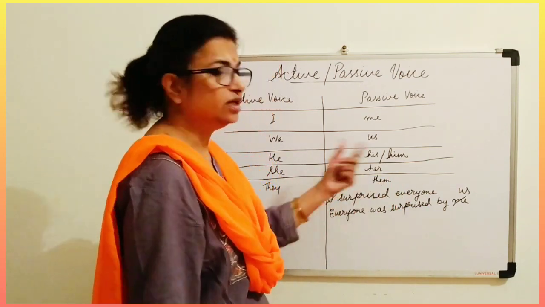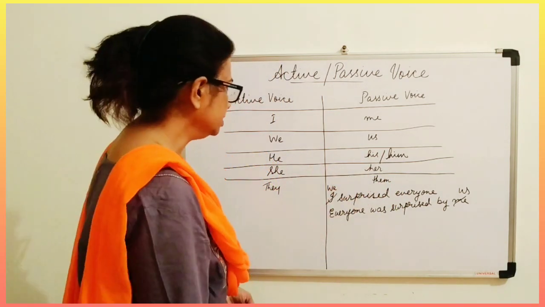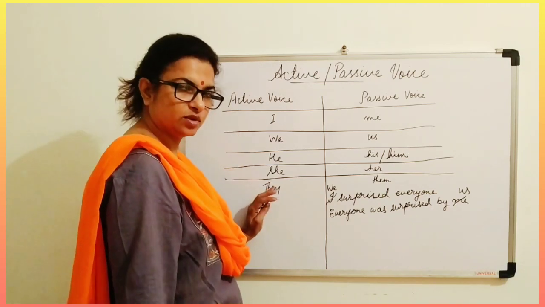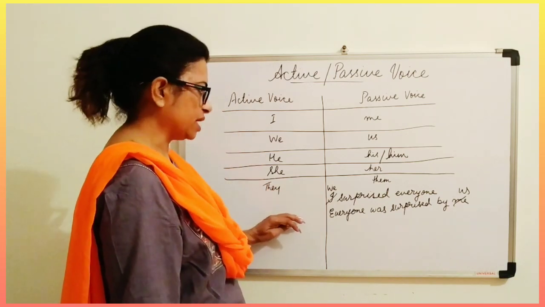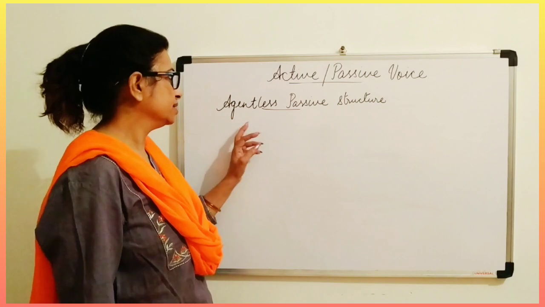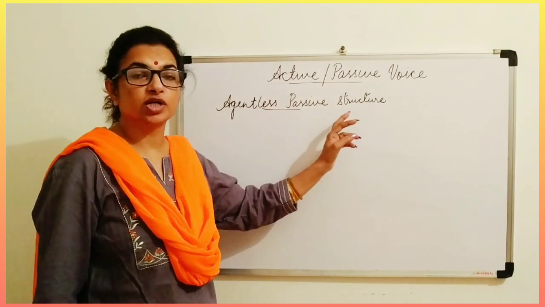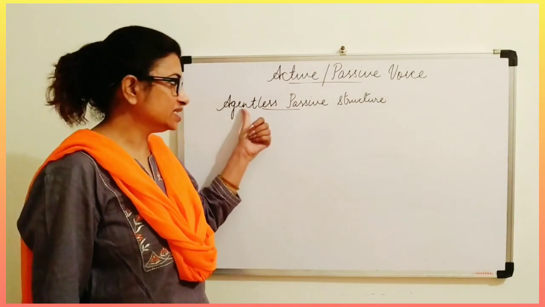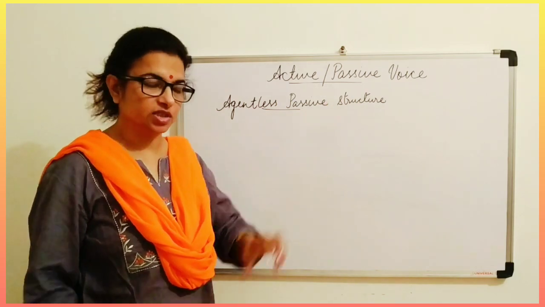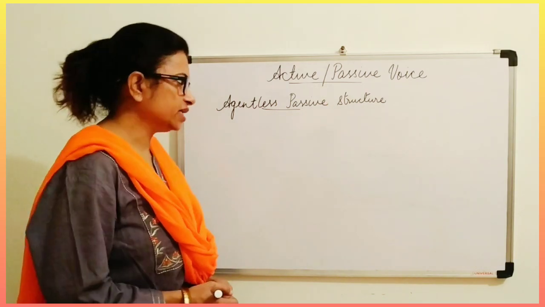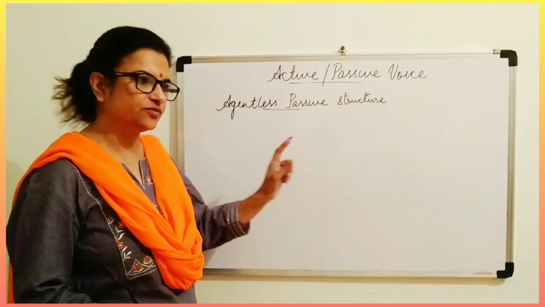So in this way you are going to change. Okay. I hope you must have understood this table also. So this you have to keep in mind. Now let us look at agentless passive structure. What are agentless passive structure? Now let us write one active voice sentence first.